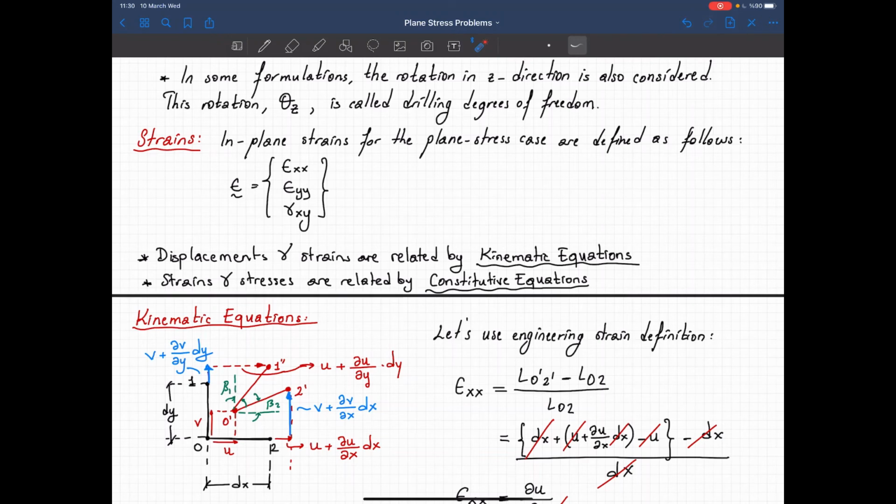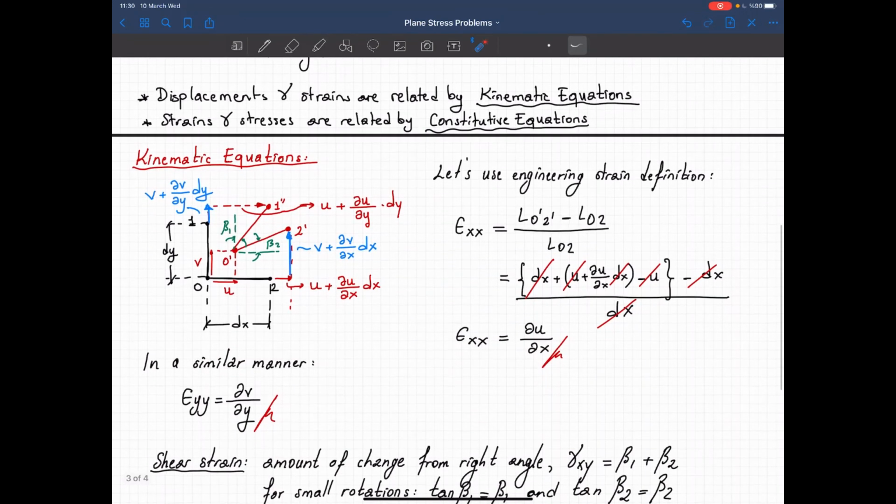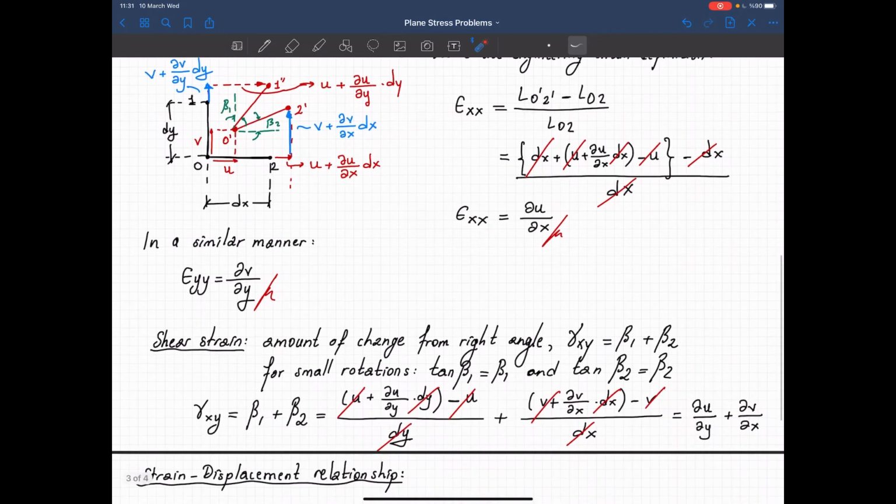Now in order to move forward, I need to relate the displacement with the strains, and I need to relate the strains with the stresses, and this is usually the steps that we follow in a finite element formulation. Now the first step is the kinematic equations, the relationship between the displacements and the strains. Here we have two assumptions.